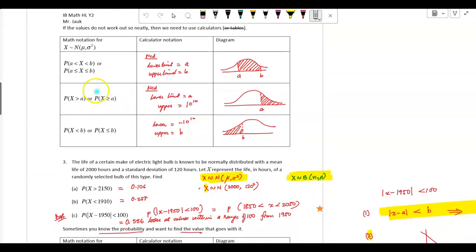Now how do you see this? Your x follows a normal distribution with mu as mean and this is variance, not standard deviation. In your calculator you'll be entering standard deviation, but they'll give you variance over here, so don't mess this up. In the calculator distribution, you're entering standard deviation.